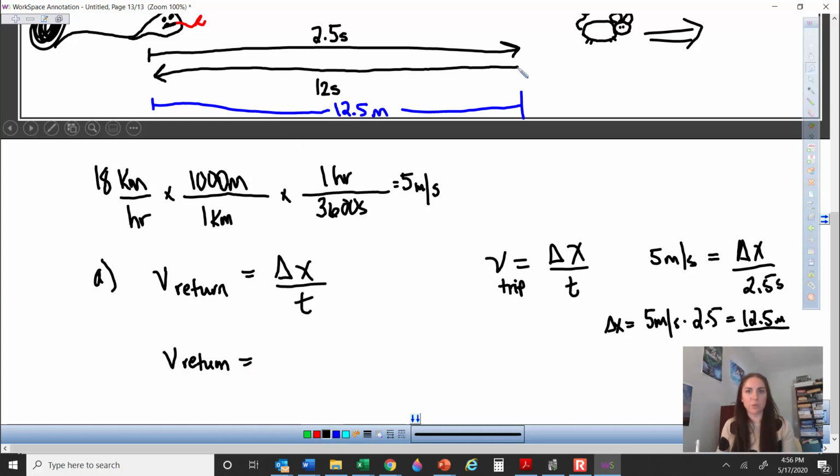It's just going to be the return, so from here to here. So it'll be negative 12.5 because I am going opposite, because our new starting point is where the snake is, right? The snake's starting here during the return. Yes, just go with it, okay? So the snake's starting here, and it's going left. So it's negative in this case, and the time is 12 seconds.